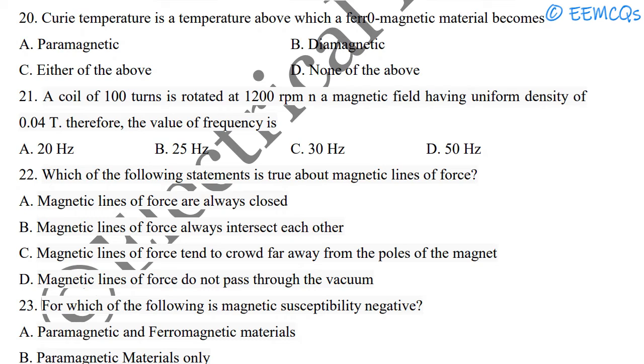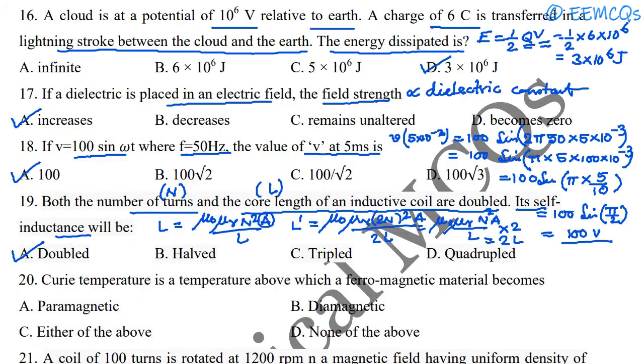Now let us take question number 20. Curie temperature is the temperature above which a ferromagnetic material becomes. As you know, Curie temperature is such a temperature above which the ferromagnetic material loses its magnetic properties. After losing the magnetic property, it basically becomes a paramagnetic material. So option A here is the correct answer.